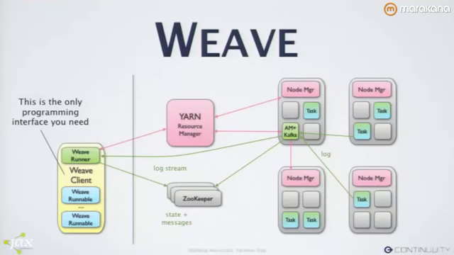So this is how the framework looks like. The yellow part, the Weave client, is the thing that you use and interact with. Basically, it's a set of Java APIs that you can use. All you need to do is define a bunch of Weave runnables, and then you submit the application through the Weave runner, which is similar to an executor or executor service. And then the Weave runner will do the rest for you.